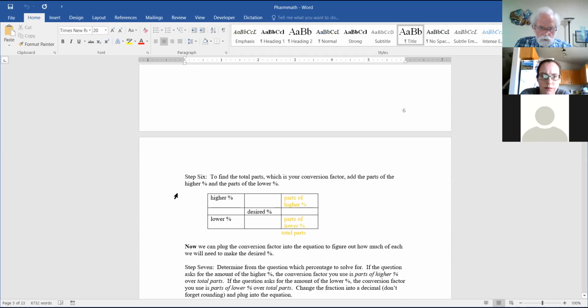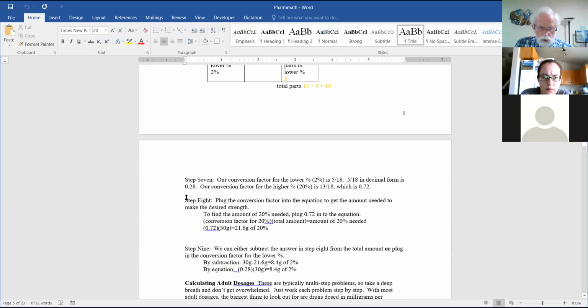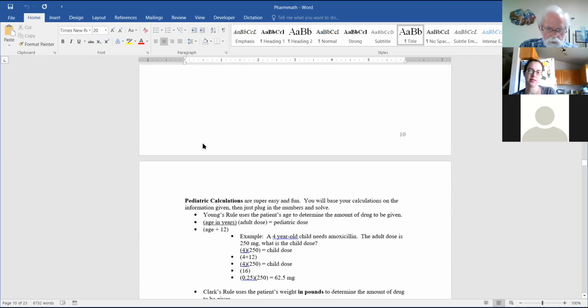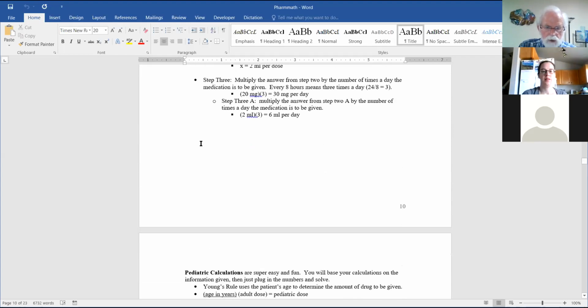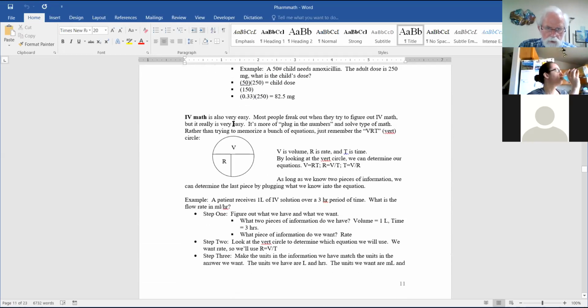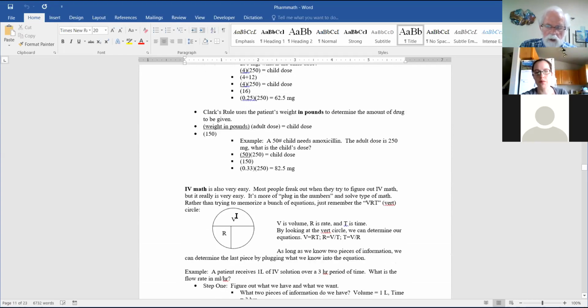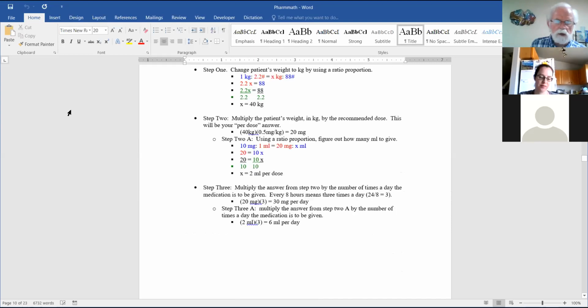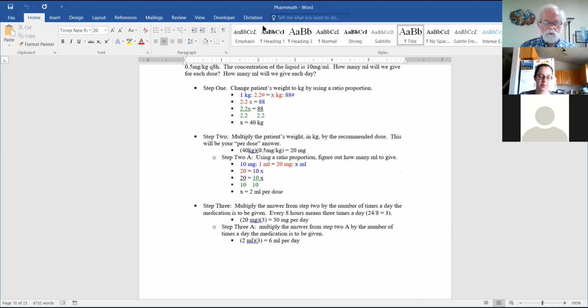You don't need to right now worry about the section on alligation. This is background information for you. We have some pediatric calculations as well, and we'll get to the IV math next week. So I wanted you to have this particular document so you could see some more information about the math that's used for these kinds of medicinal calculations.